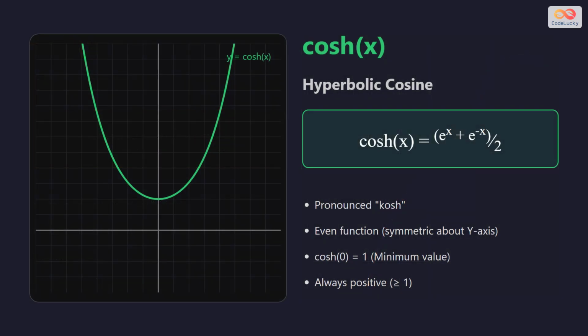Next is hyperbolic cosine, written as cosh and pronounced cosh. Its definition is very similar to sinh, but with a plus sign: e to the x plus e to the negative x, divided by 2. This is an even function, symmetric about the y-axis, just like a parabola, though it is not a parabola. Notice that the minimum value is 1, it never goes below 1.